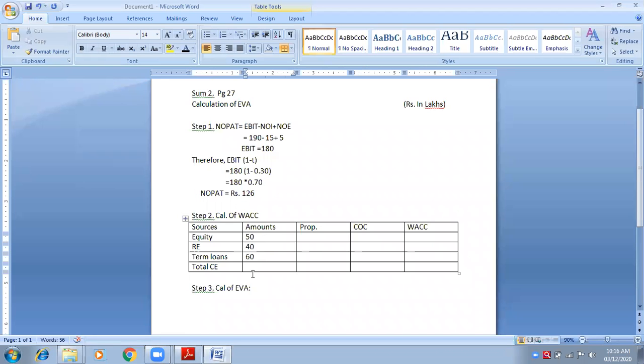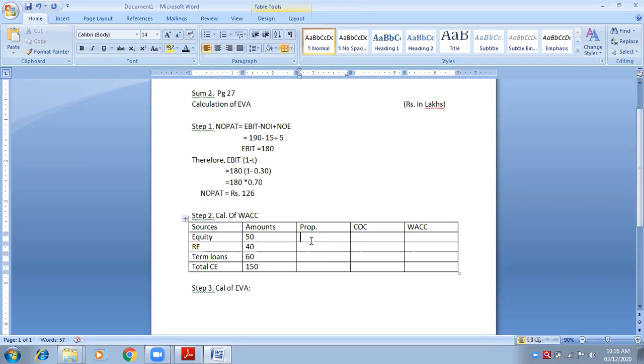So how much is the total of all? 150, no? So this 150 will be known as total capital employed. Total capital, 150, that is known as total capital employed.